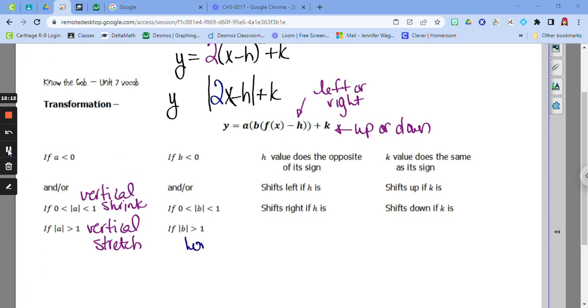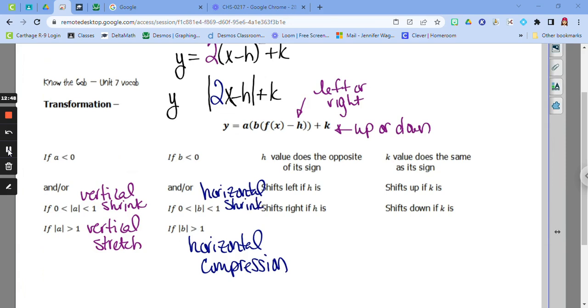So horizontal compression. Versus if I had a 1/2 there inside, it's going to move it closer to the x-axis, right? So that's a horizontal shrink.